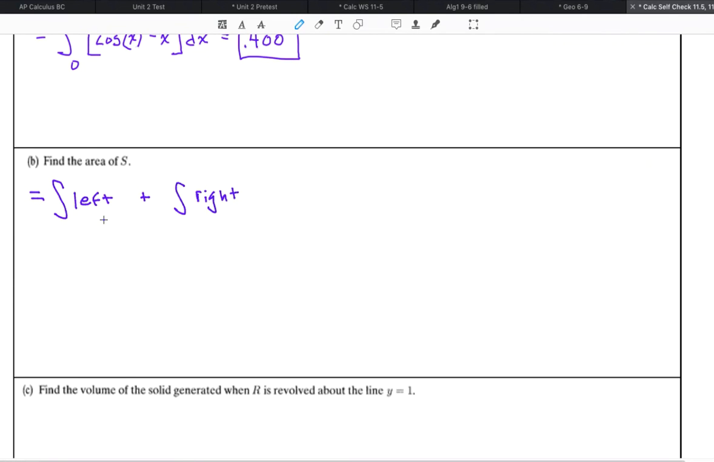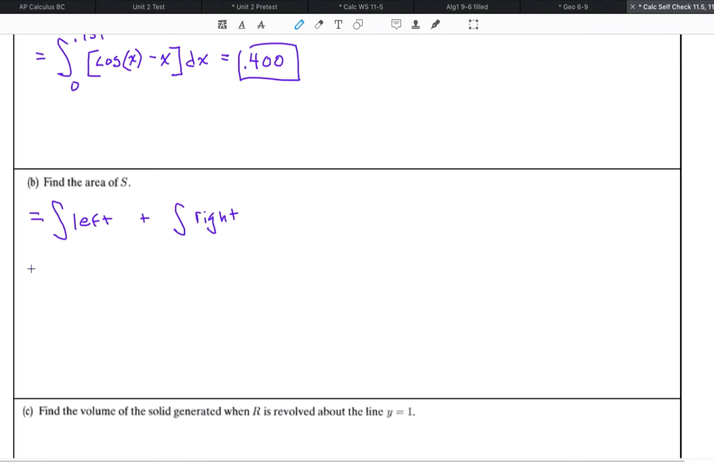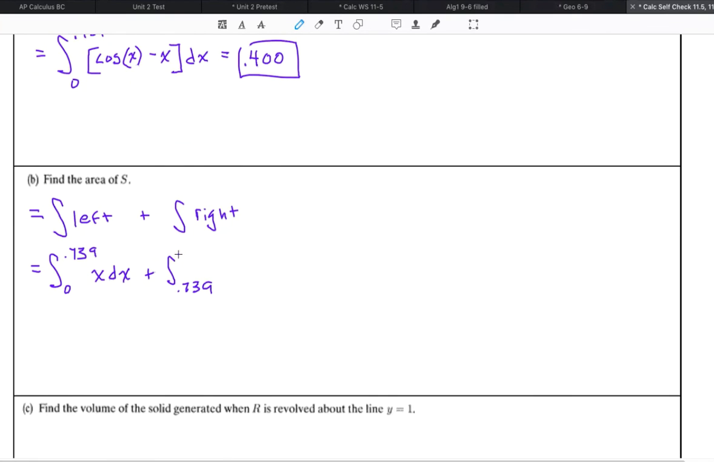All right, so the left one is x, and the right one is going to be cosine of x. And we have our bounds already, so this is going to be equal to the integral, again, between 0 and 0.739 of x dx, plus now the integral from 0.739 to 1.571, or pi over 2, of cosine of x dx.